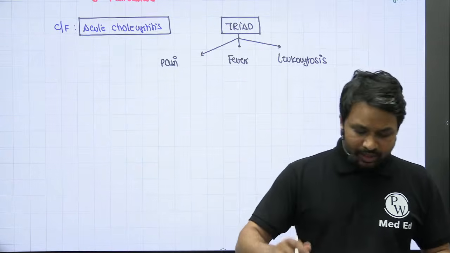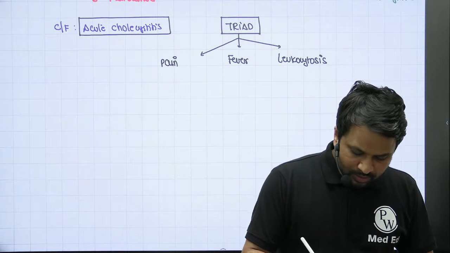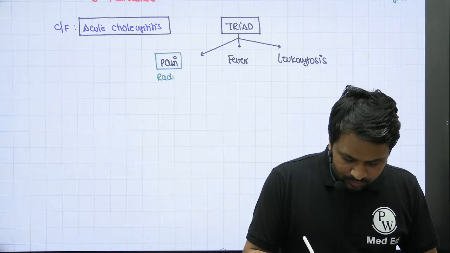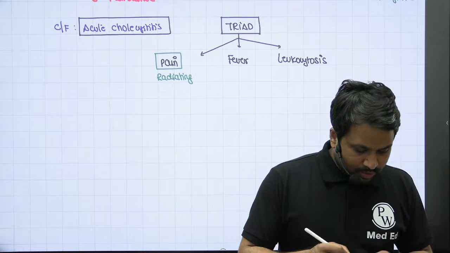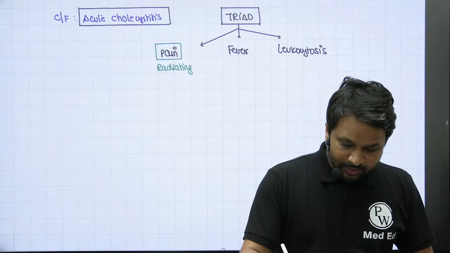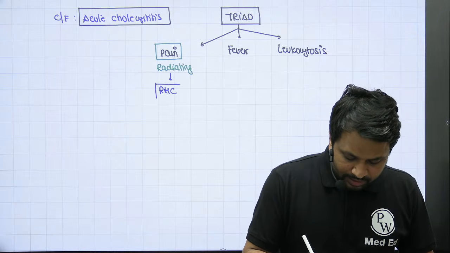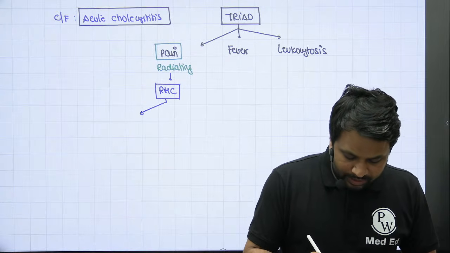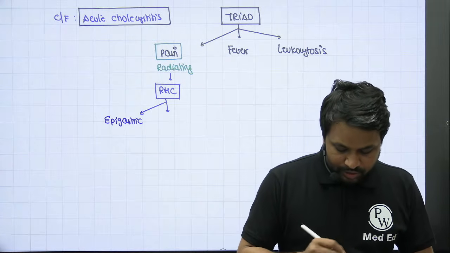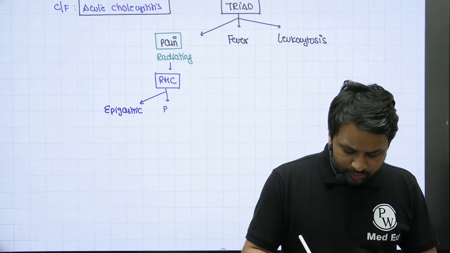Now when we talk about pain in acute cholecystitis, where does the pain start from? Now remember, this has a very peculiar pain. The pain in acute cholecystitis is going to be a radiating pain. So where does it radiate to? Remember it will start from the right hypochondrium. It will radiate to the epigastric region. It is going to radiate to the right tip of the shoulder.